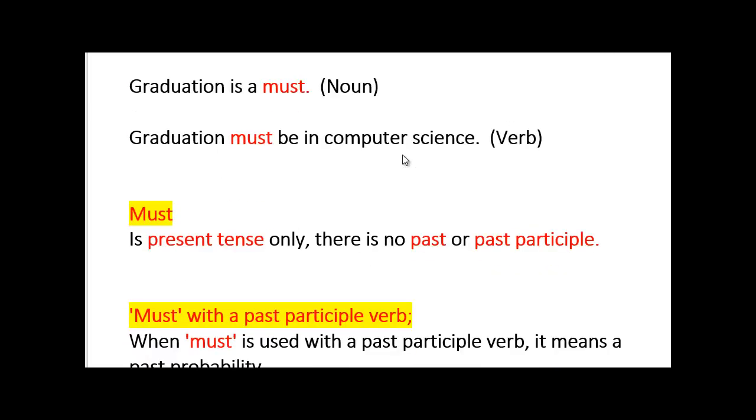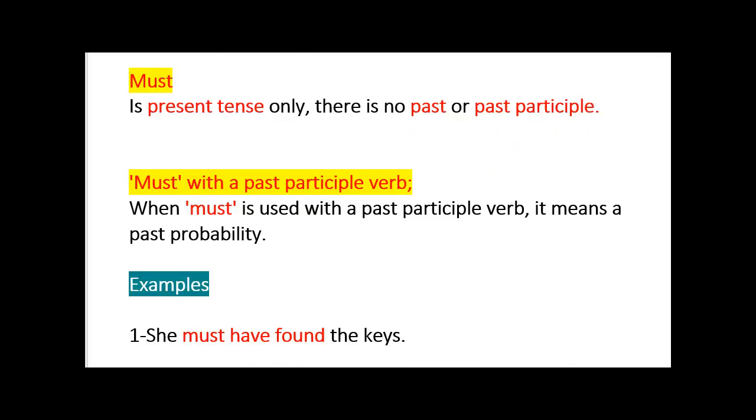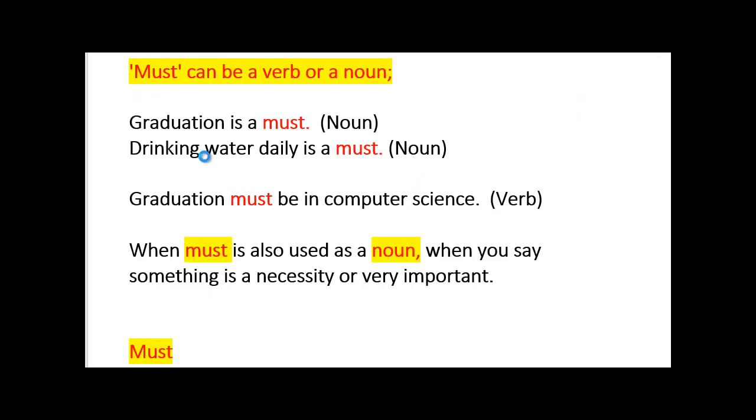As we said, when must is used as a noun, it means necessity. So it's very important. It's necessary that you do these things. So here is another example of must as a noun. Drinking water daily is a must. So here when it's out of necessity, it's very important. When something is very important or a necessity, we use it as a noun. Must is a noun. While as a verb, graduation must be in computer science. That is just as a verb to assist the verb to be. I think that's it.